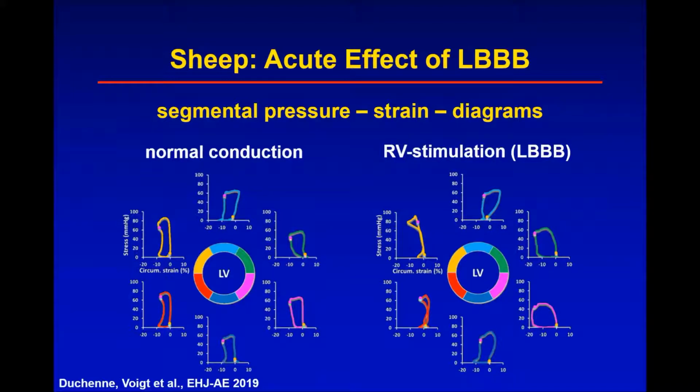And what you see here is the normal conduction. On the left side, you have the normal loops everywhere in all the segments. These are short axis views. And on the right side, you see the same heart under right ventricular stimulation, so having a sort of a left bundle branch block pattern. And under this condition, you see that the loops in the septum change the shape. They get this figure of 8, telling us that work is wasted, and the loops at the lateral side become wider, so that we have more work performed on the lateral side.